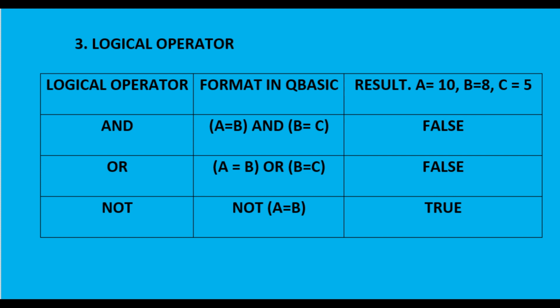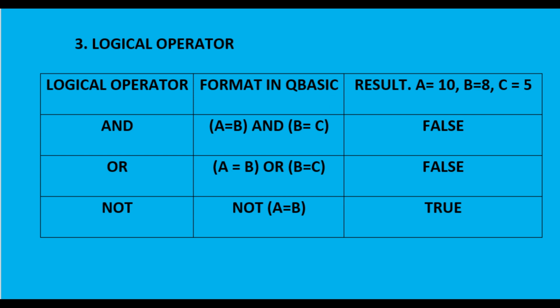Now this condition is false, but the other condition should at least be true. B equals to C. B की वैल्यू क्या है? 8 और C की वैल्यू क्या है? 5. तो 8 is not equals to 5. Here also both the conditions are false. Both the conditions are not true. Means और में दोनों में से एक condition true होनी ही चाहिए. So here the result will be false.